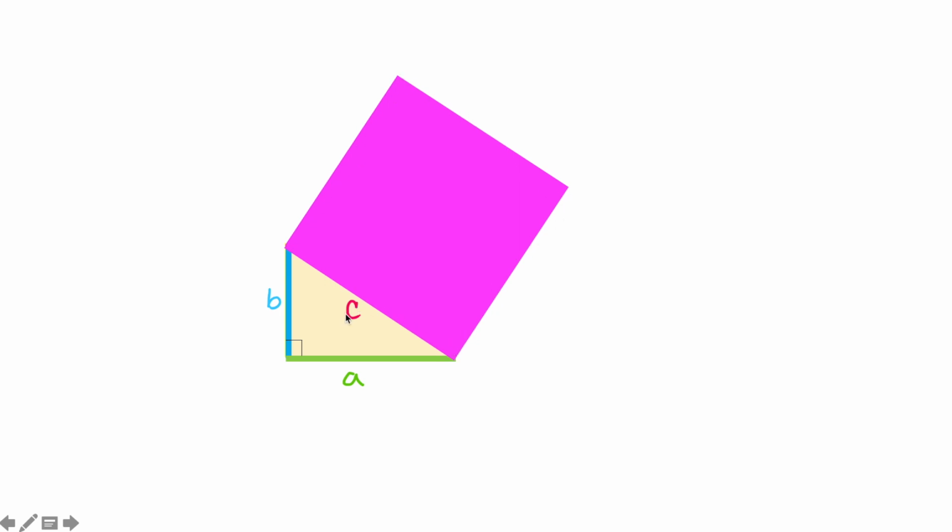And I know that this side is C. If I want to know what is the area of this square, what will it be? I'm hoping that you're answering. So it's going to be C times C, which is C square. So this one is going to be C square. Perfect. There you go. We have our C square there.